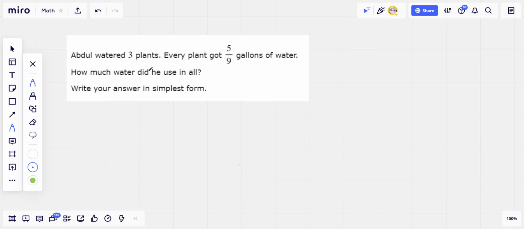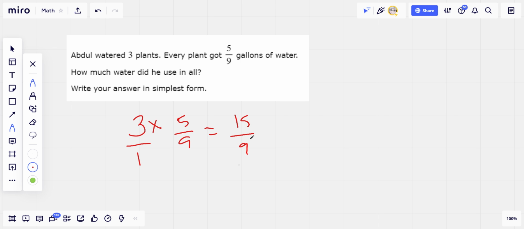So this says Abdul watered 3 plants, and every plant got 5/9 gallons of water. How much water did he use in all? Okay, so this is an amount of water per plant. This is the number of plants, so you're going to multiply that to get the total water. So 3 times 5/9. We put the 3 over 1. 3 times 5 is 15. 1 times 9 is 9.